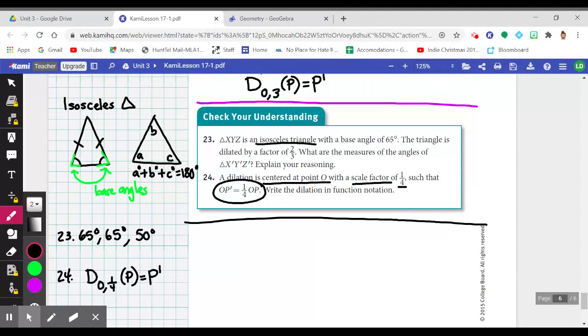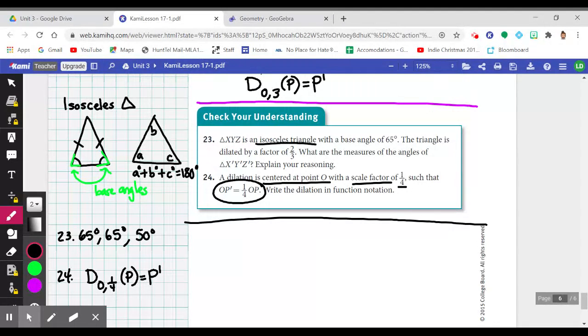Well, we know a dilation does not affect the measure of angles. So the tendency here is to take 65, 2/3 of that. I see that all the time. Remember, a dilation does not change the shape of the figure. It does not affect the angles. It only affects the sides or the segments. So we're going to have the same measures of angles from our pre-image to our image. So let's figure those out.